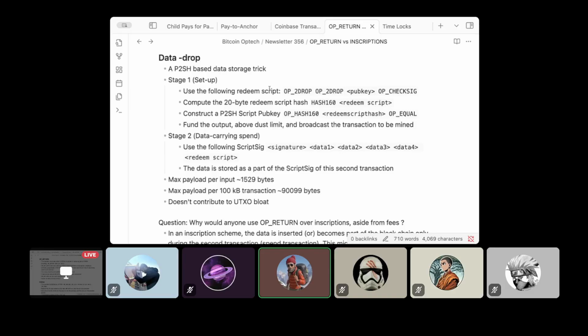In the setup stage, you typically use a short or small redeem script like this. So you have two drop functions followed by a public key and OP_CHECKSIG. So use this redeem script.